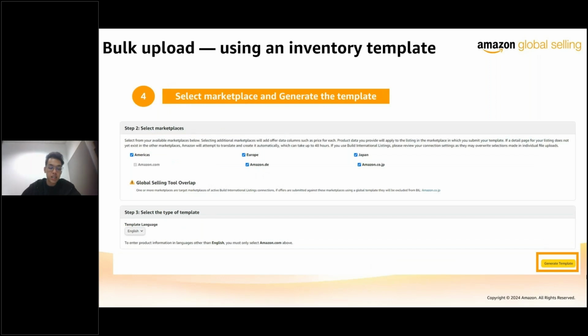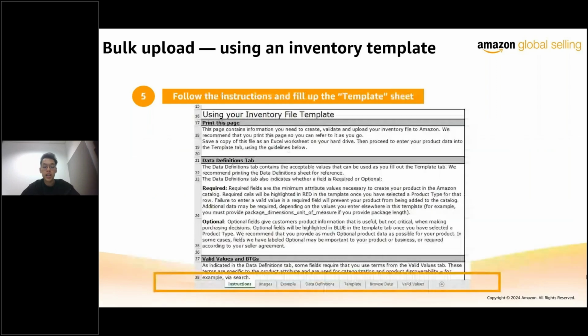So next, select the marketplace and generate the template. In this case, we usually just recommend most of our sellers to start with Amazon.com first. So just click Amazon.com. Okay, this page might be a bit daunting at the start. Remember to always have the data definitions and template open side by side.